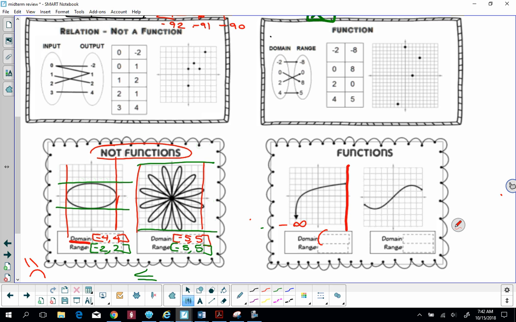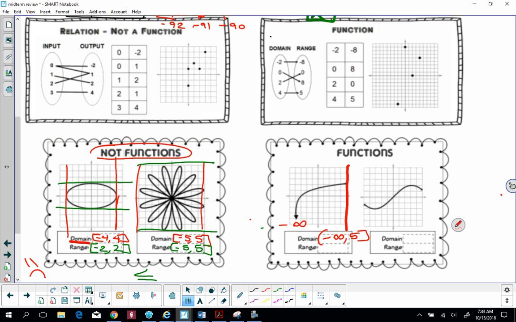So my domain is negative infinity, and it's a parenthesis because you could never get to actual infinity. So this one right here would be a parenthesis because nothing ever touches infinity, right? But right here, it would be a bracket because it touches right here. So this would be 5 with a bracket.